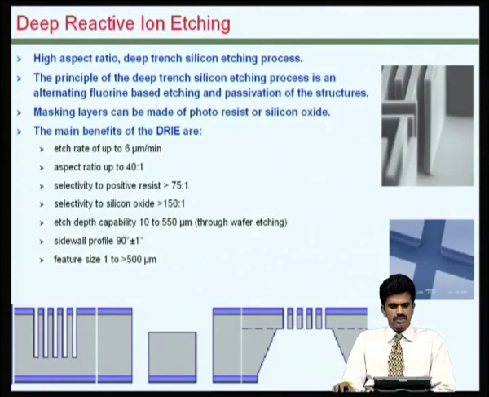Hence, it is possible to realize high aspect ratio geometries on silicon using deep reactive ion etching. Truly vertical side walls with very fine feature sizes are possible using this approach.